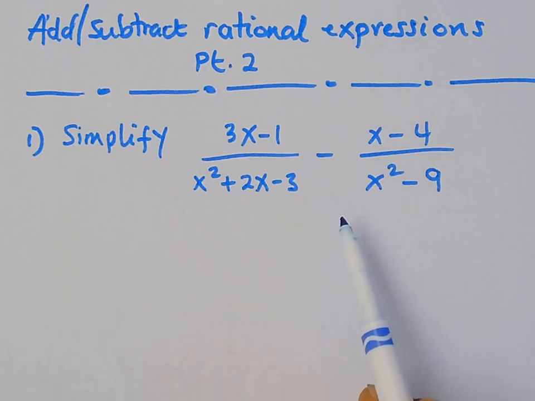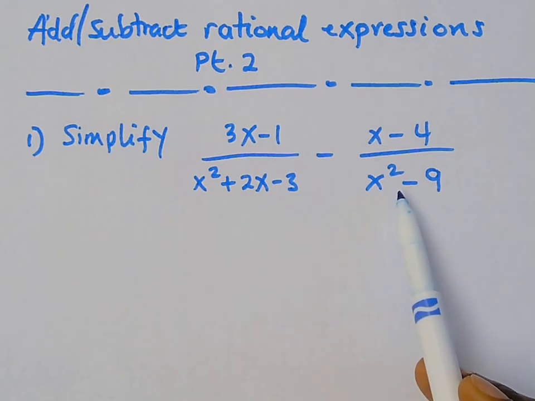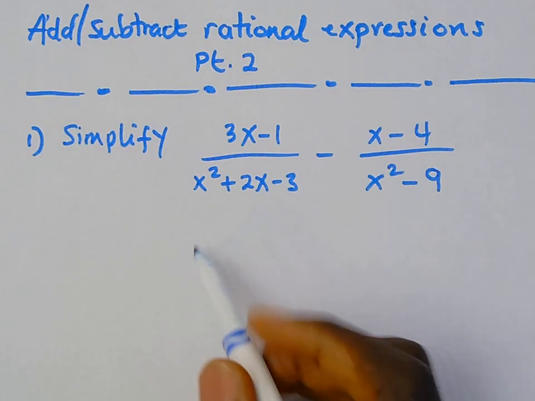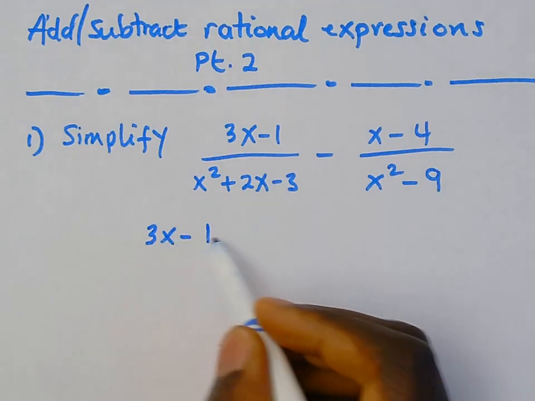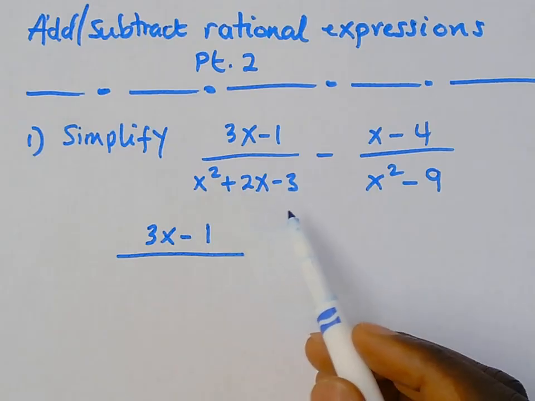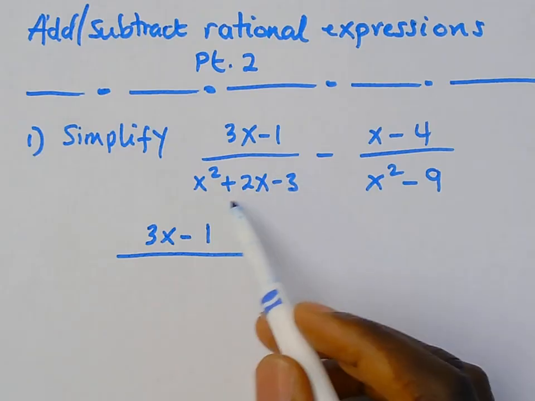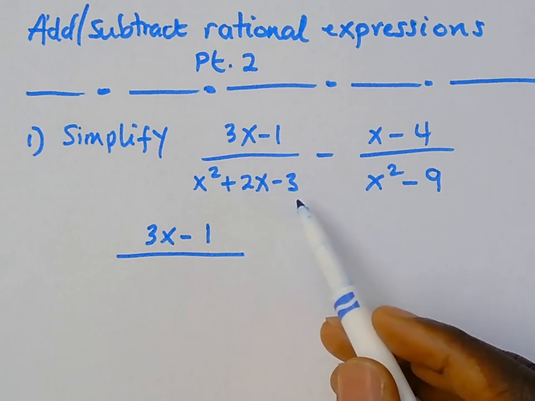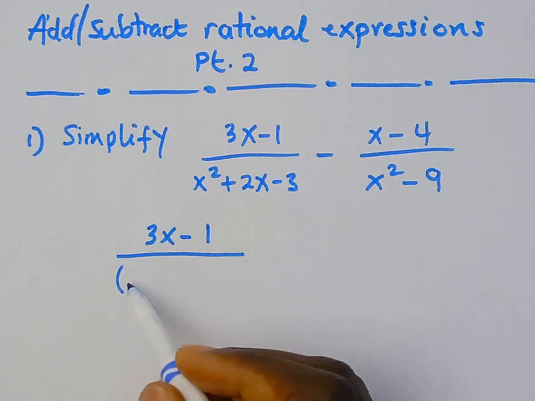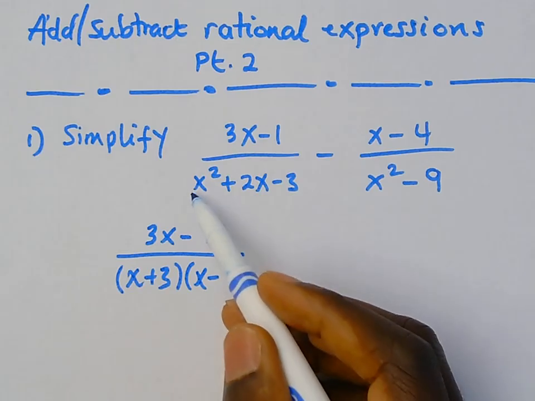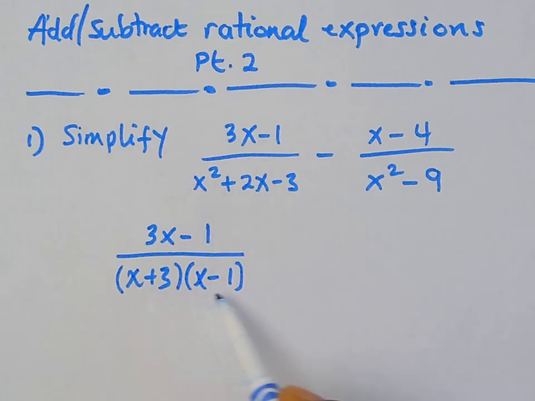Now, what we want to do first is to see if we can factor the denominators. Then that will help us to find the lowest common denominator, what we call the LCD. So I'm going to have 3x minus 1. I'm going to factor x squared plus 2x minus 3. I'm looking for two numbers that will multiply to negative 3 and add to positive 2. Those two numbers are positive 3 and negative 1. So my factors are going to be x plus 3, x minus 1. Since the leading coefficient is 1, I'm able to write my factors right away from the two numbers, right?